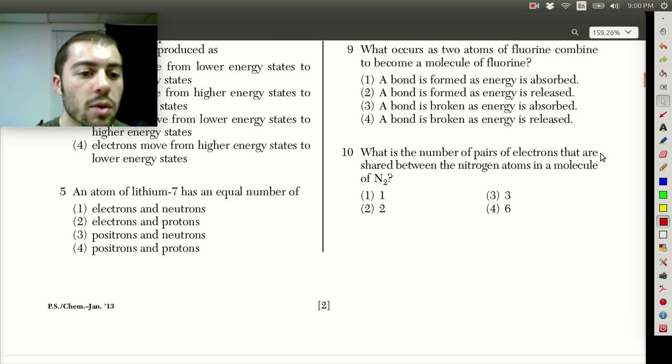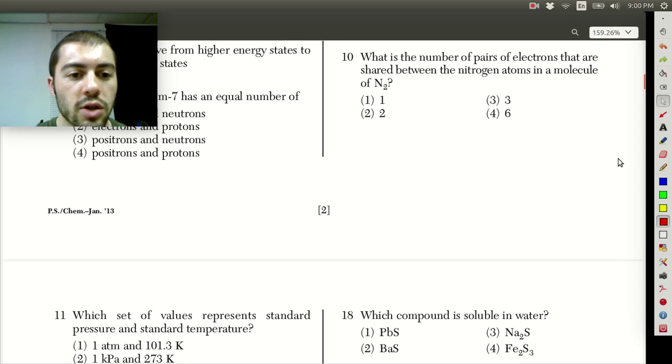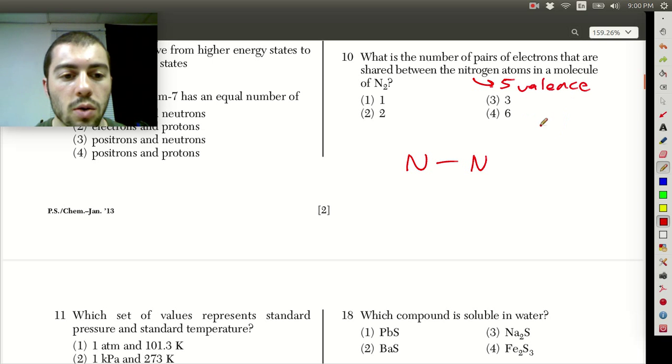And then looking at number 10, what is the number of pairs of electrons that are shared between the nitrogen atoms in a molecule of N2? So again, this is a diatomic molecule. This goes back to drawing Lewis structures. So if we have N2, that's going to be N bonded to N. So let's say we try and do a single bond here. Remember, when we're doing the Lewis structures, we need to count up our valence electrons. Nitrogen has 5 valence electrons. So 5 plus 5 means we have 10 total electrons here.